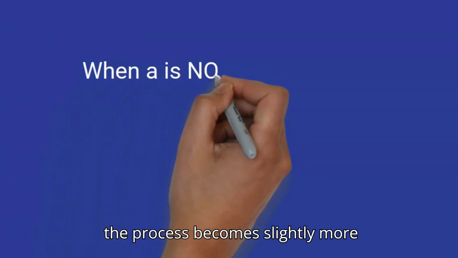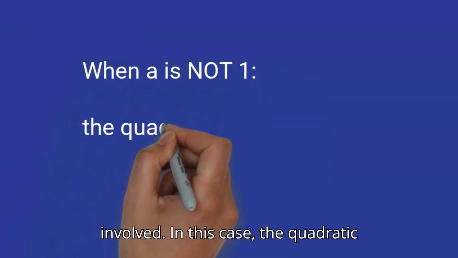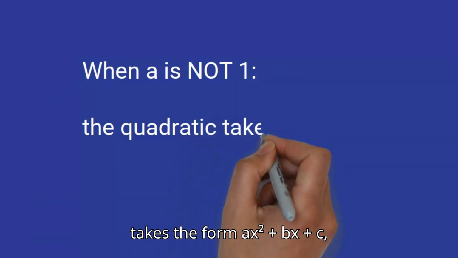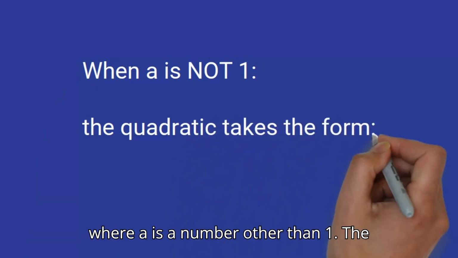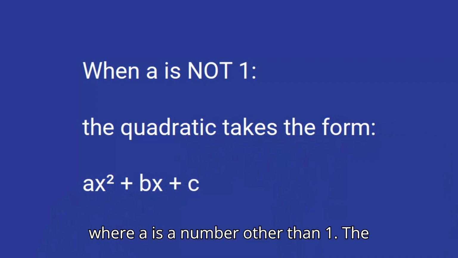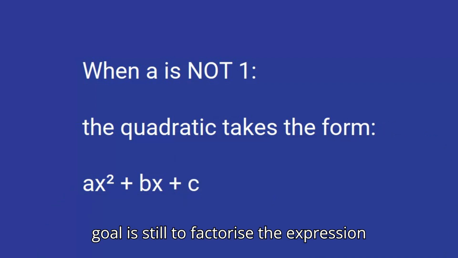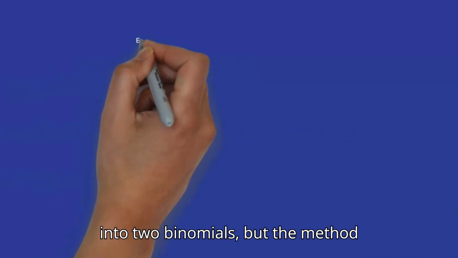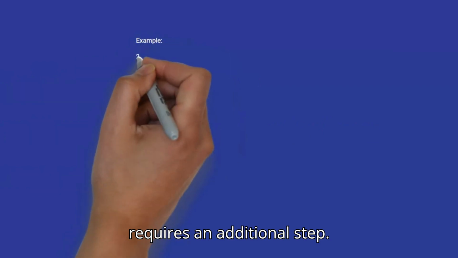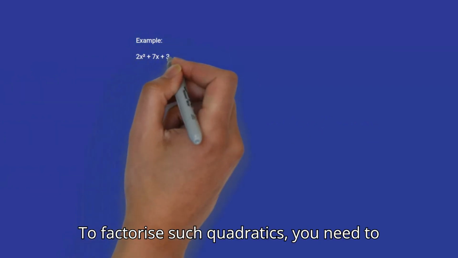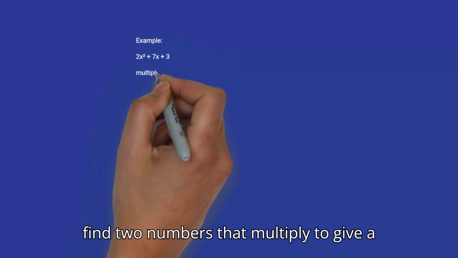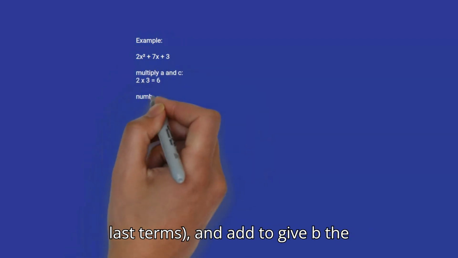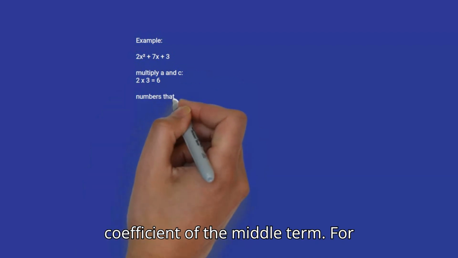However, when a is not 1, the process becomes slightly more involved. In this case, the quadratic takes the form ax squared plus bx plus c, where a is a number other than 1. The goal is still to factorize the expression into two binomials, but the method requires an additional step. To factorize such quadratics, you need to find two numbers that multiply to give a times c, the product of the first and last terms, and add to give b, the coefficient of the middle term.